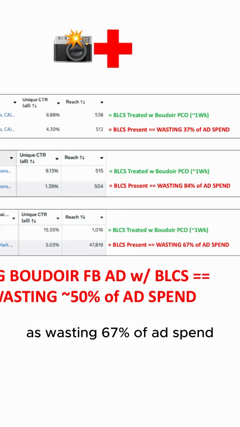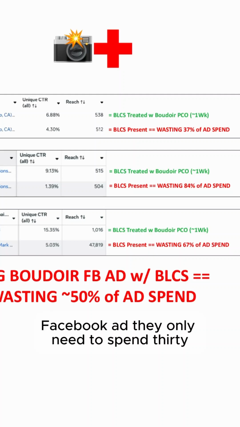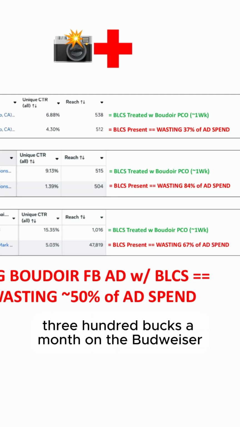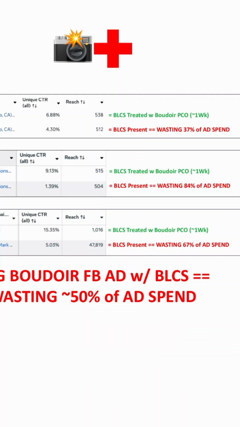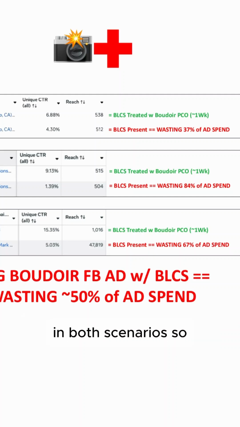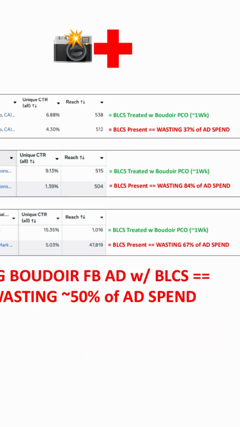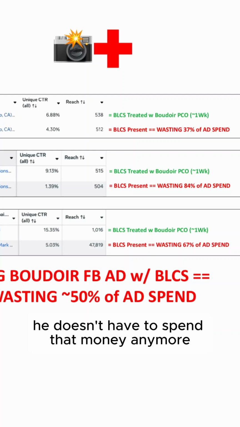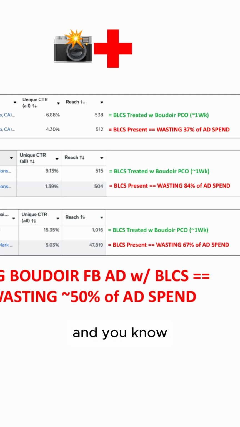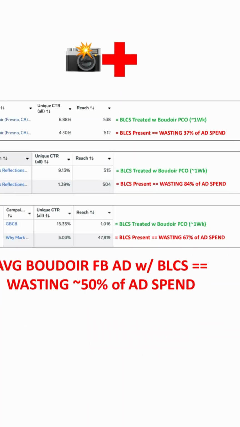It's wasting 67% of ad spend. That means they're spending 10 grand a month on the original Boudoir Facebook ad. They only need to spend $3,300 a month on the Boudoir Pico treated ad to get their ad into the same number of women's brains in both scenarios. So it's $6,700 a month that was being wasted. Now it's back in his pocket every single month. He doesn't have to spend that money anymore. And it's like, what's an 80K bonus at the end of the year, something like that.